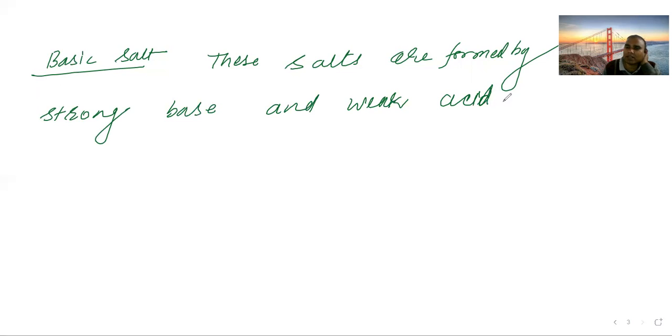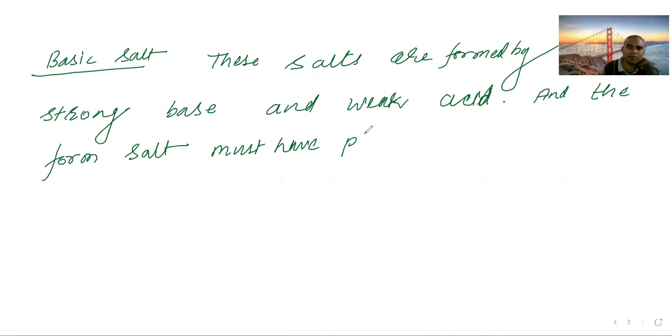And the salt formed has a pH. What will be the pH, less than 7 or more than 7? Basic means what? More than 7 or less than 7? More than 7. So the basic salt must have pH more than 7.